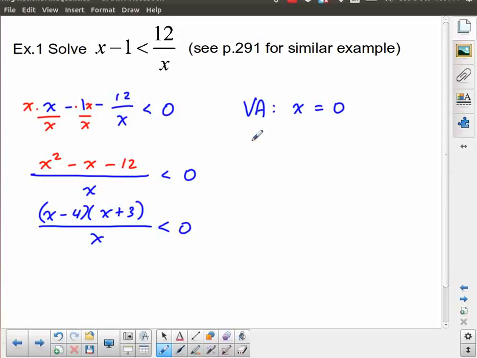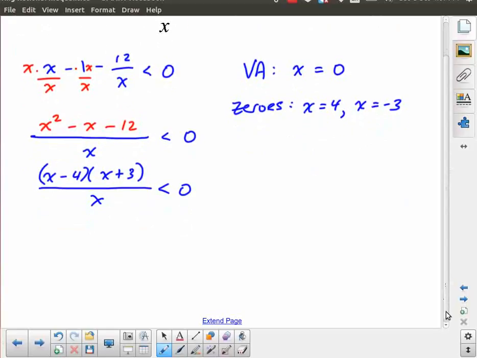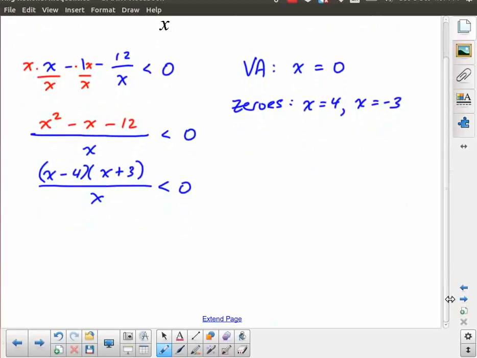And then to find my zeros, I'm going to solve my numerator only. So where does this whole thing turn to 0? My zeros would occur when x equals 4 and when x equals negative 3. These three things, my single vertical asymptote and my two zeros, are going to go on my interval table. So let's talk about setting up an interval table.